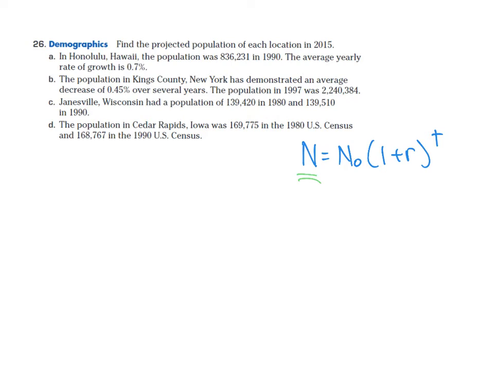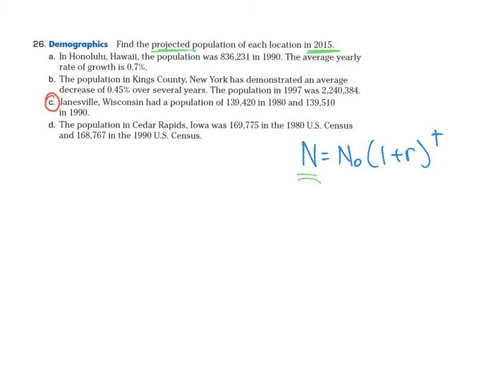So all the problems in number 26 are about demographics. These are all about populations. And in each case, they're asking us to find the projected population in 2015. In letter A, it's pretty straightforward. They give us the initial population of 836,231 in 1990, and we know the growth rate is 0.7%. We change that to a decimal, we pop it into our formula, and because we go from 1990 to 2015, that's 25 years, we put a 25 into the formula, and we crank out the answer. It doesn't really get interesting until you get down to letter C and also letter D.